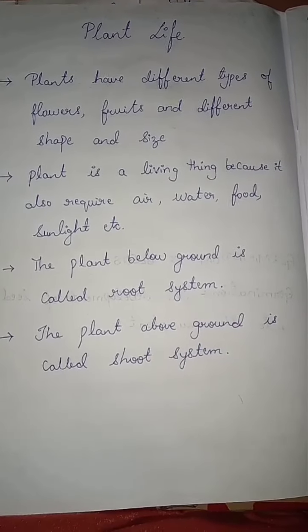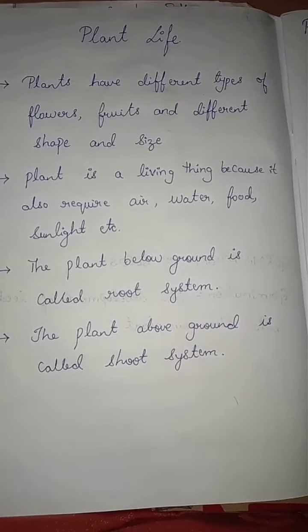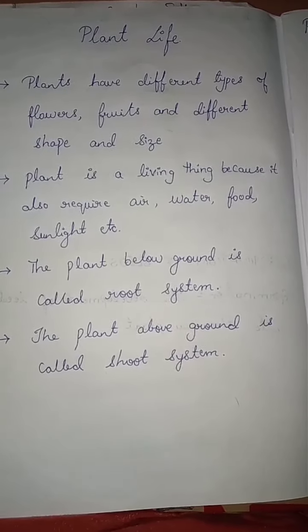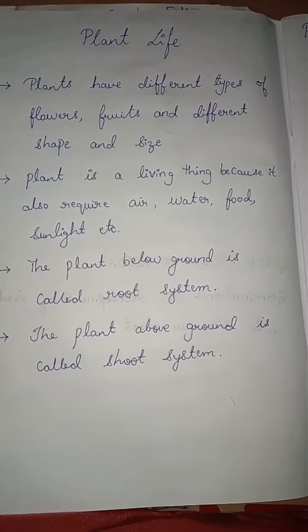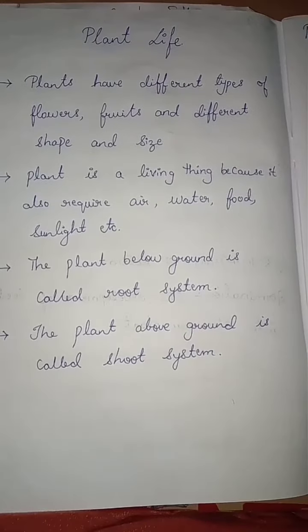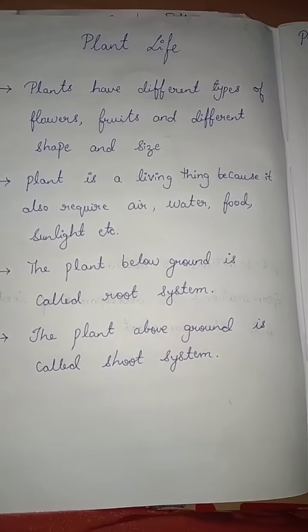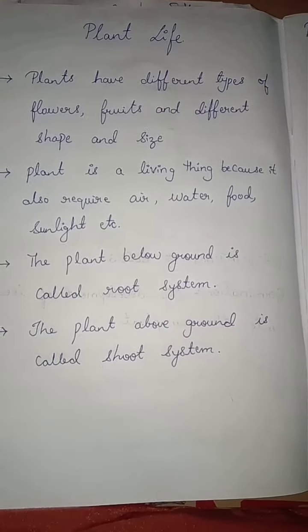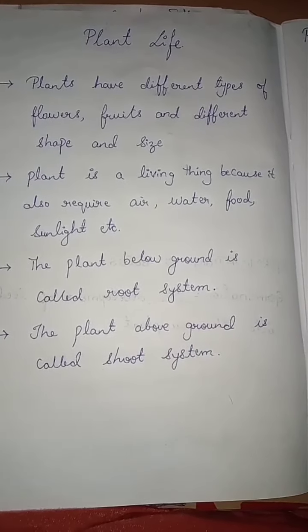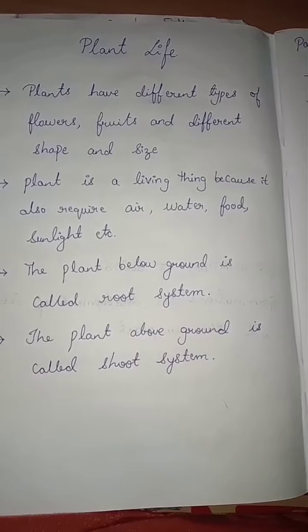So children, there are different types of plants in this world. There are different types of flowers, fruits, and vegetables. They are in different shapes and sizes, meaning they have different features of a particular plant. In this class we will discuss the different features and different parts of the plant.